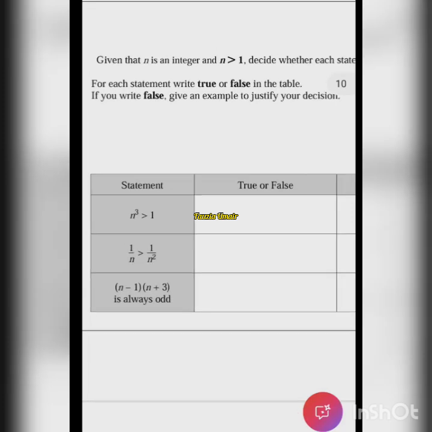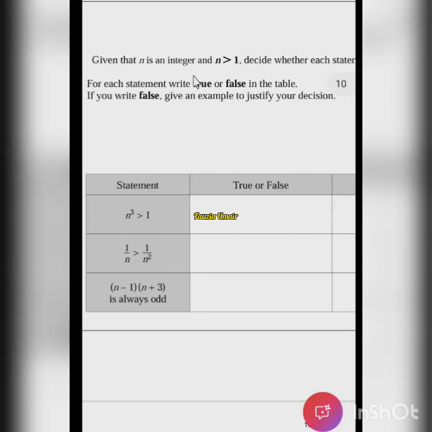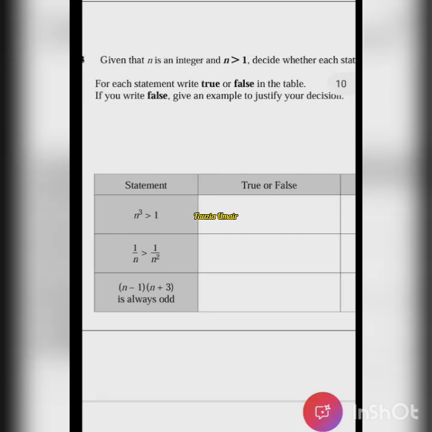First of all, integers. There is a keyword, integer. What is an integer?